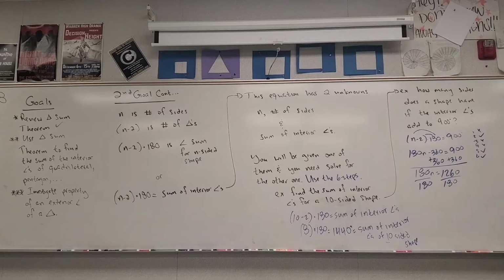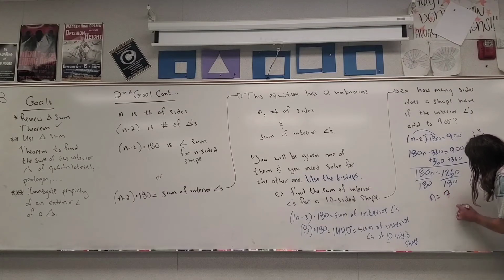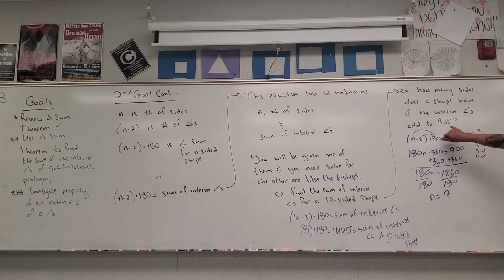And so let's see here. 180 goes into, well, I know that 8 times 180 is 1440. I think that might be 7, right? So 7, yeah. 7 times 100 is 700. 7 times 80 is 560. So that means that this shape has 7 sides. A 7-sided shape, the interior angles add to 900 degrees.